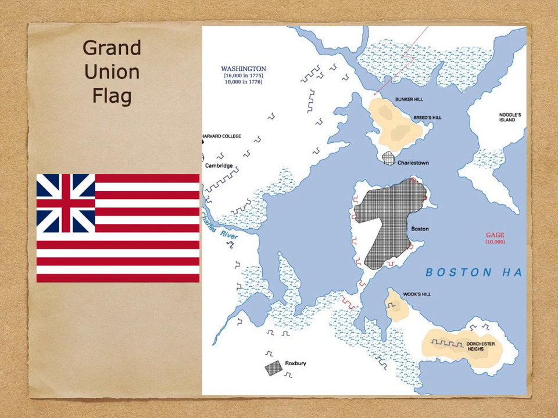At this point, the Americans and British were at a stalemate. His Majesty's Army and Navy controlled the city of Boston and its harbor. Washington's Continental Army controlled the surrounding countryside.